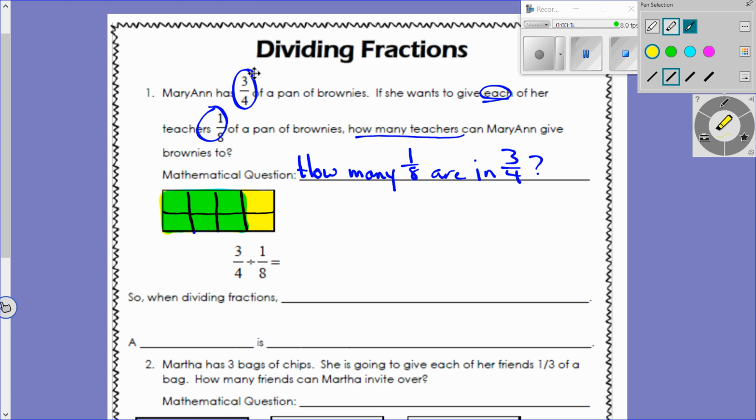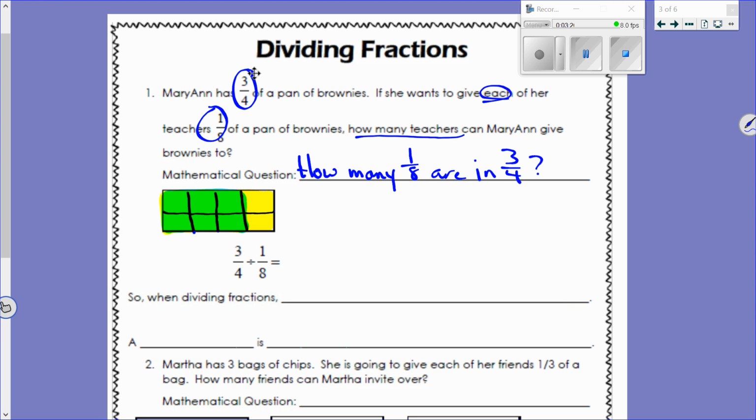Now we're looking for how many of these 8s have 2 colors in them. So here's 1/8 that has 2, because I used blue and yellow, that made it green. Here's the second one, here's a third one, here's a 4th one, a 5th one, and a 6th one. So out of the entire pan, 3/4 of it, how many 8s did we end up with? 6. Okay? Does everybody see that we have 6 of those 1/8 sections in this 3/4 of a pan of brownies?